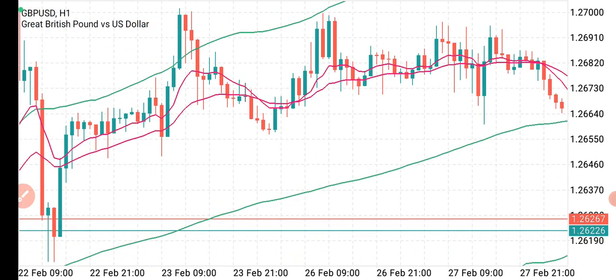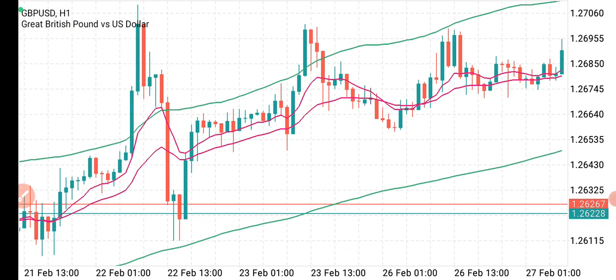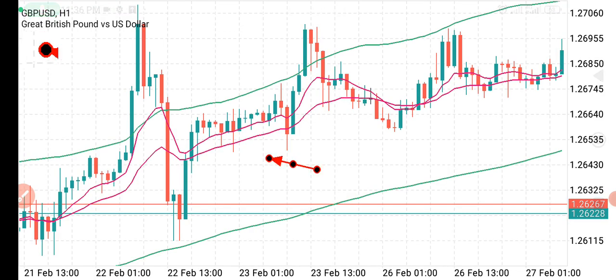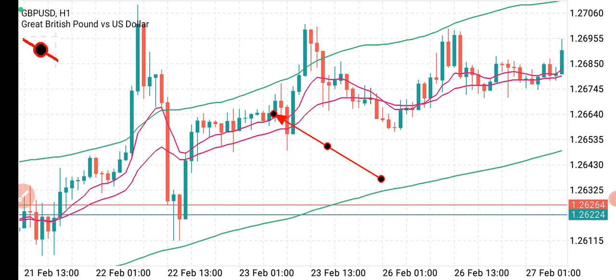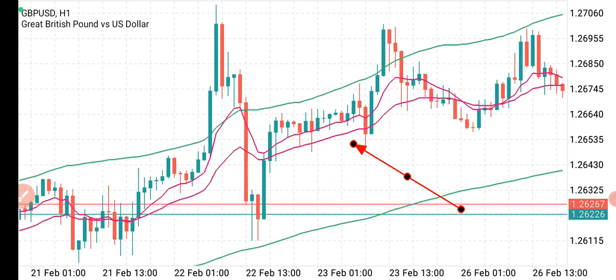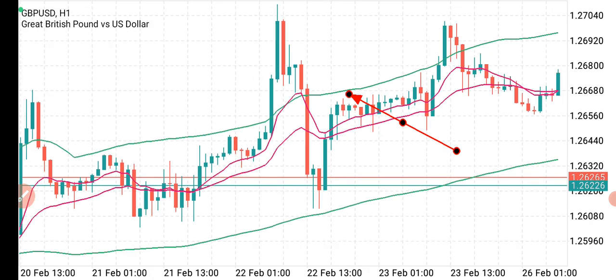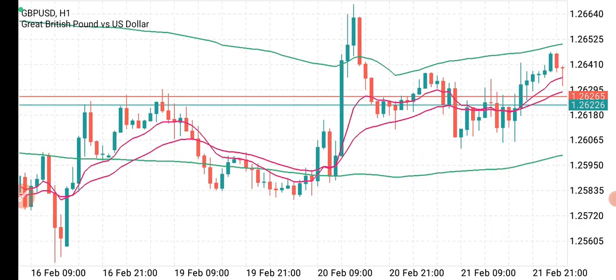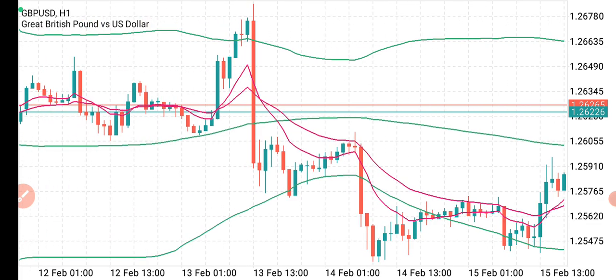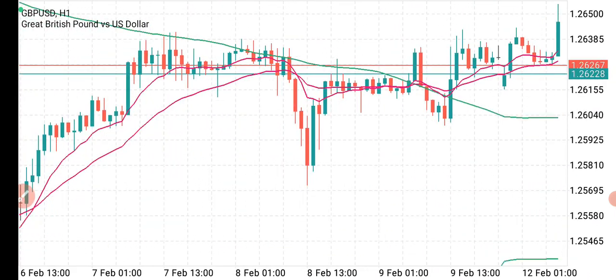So all you need to do is identify those candles, know when they are formed, and then once it closes above, you can then make your entry. Right, here is another one. Know the trend of the market and then you follow suit.